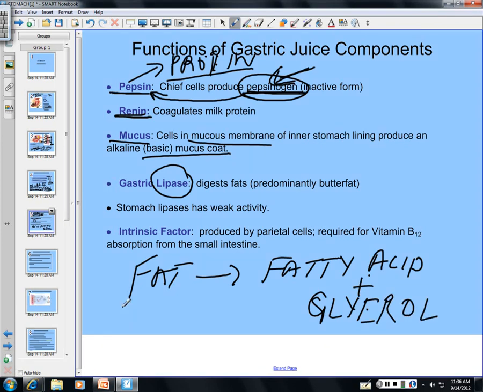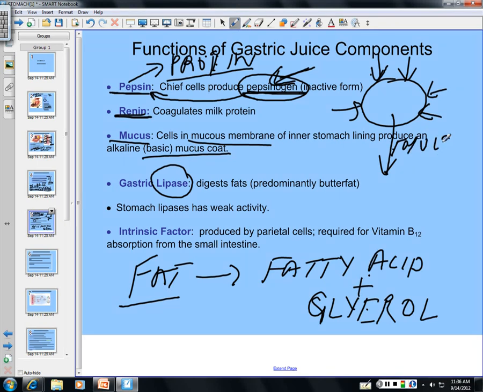The problem is fat, a big chunk of fat. Remember, the enzyme is water soluble, so it can act only on the surface. Fat is not water soluble. So fat has to be emulsified. If you want to digest fat, you have to emulsify it. Emulsify means I have to just break it into smaller pieces, particles. Okay, this is emulsification. We are in the stomach right here.